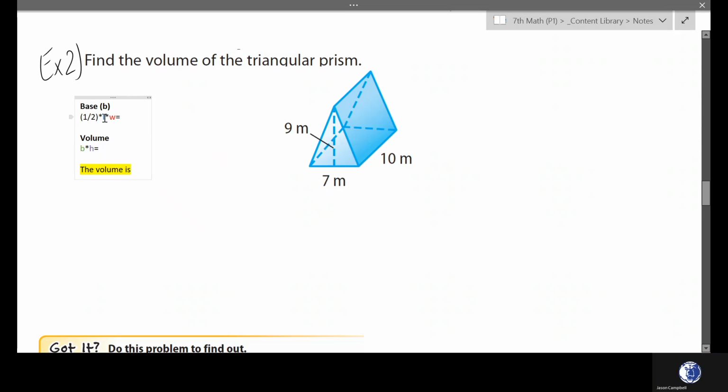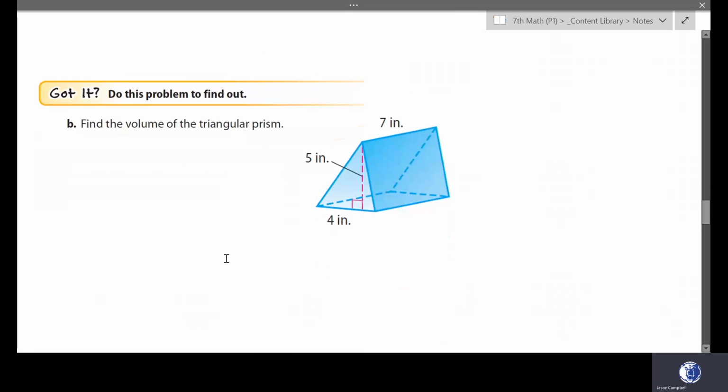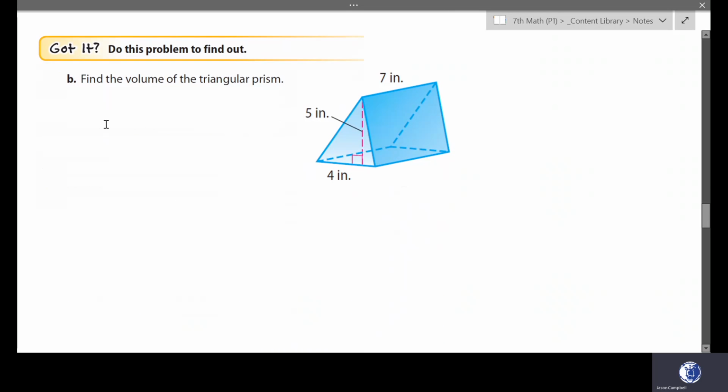So if our length is 7 and our width is 9, multiplied by 1/2, that gives the base an area of 31.5. So our base is 31.5 multiplied by the height, which is 10. So 315. The volume is 315 cubic meters. Go ahead and try Got It B, and then resume this video when you're done.